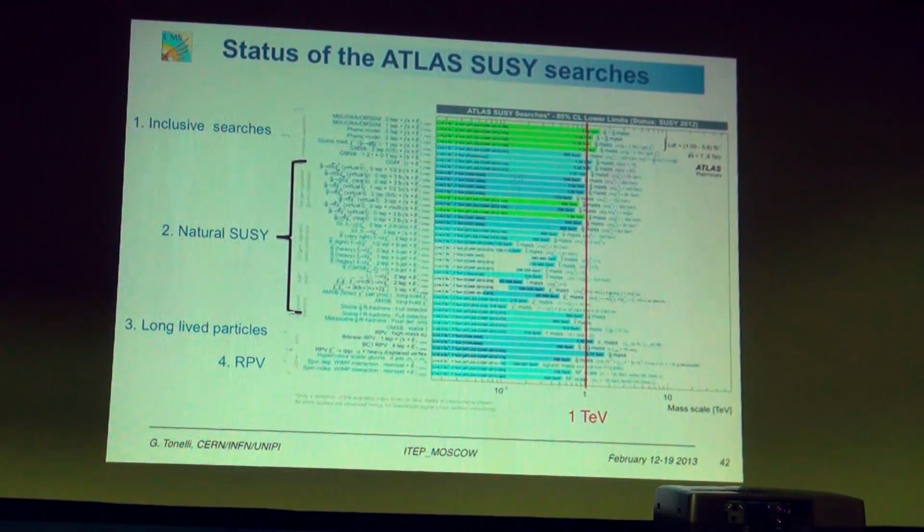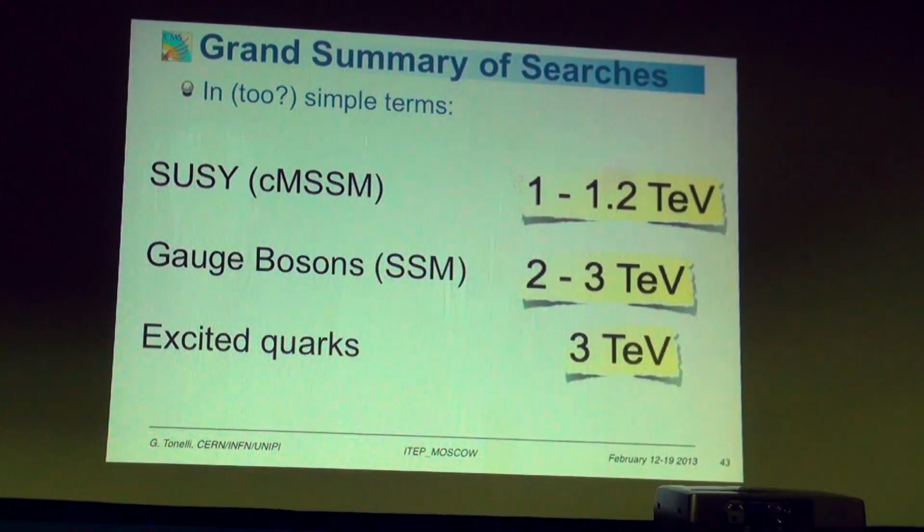This is the status of the ATLAS SUSY searches. To guide the eye, take a look. This is 1 TeV. So basically, it's 1 TeV for the strong production, and basically half a TeV for sbottom and stop. And this is basically a grand summary of the searches. If you ask me to summarize in simple terms, we have excluded, and we think it will become really tough for constrained minimal supersymmetry to foresee particles in the range below 1.2 TeV. We see nothing there.